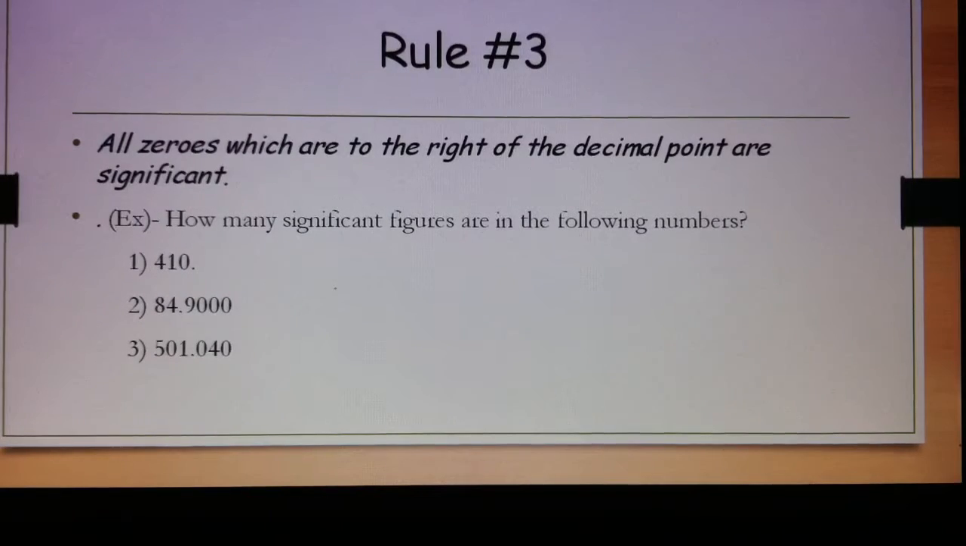Rule number three: all zeros which are to the right of the decimal point are significant. So zeros that are on the right side of the decimal point are significant. For number one, 410. Number two, 84.9000, and three, 501.040. The answers are, for number one, two significant figures because I tried to trick you, and there's a zero on the left side. Number two, 84.9000, is six significant figures because all those zeros are to the right of it. And number three, same thing. Those zeros are to the right of the decimal.